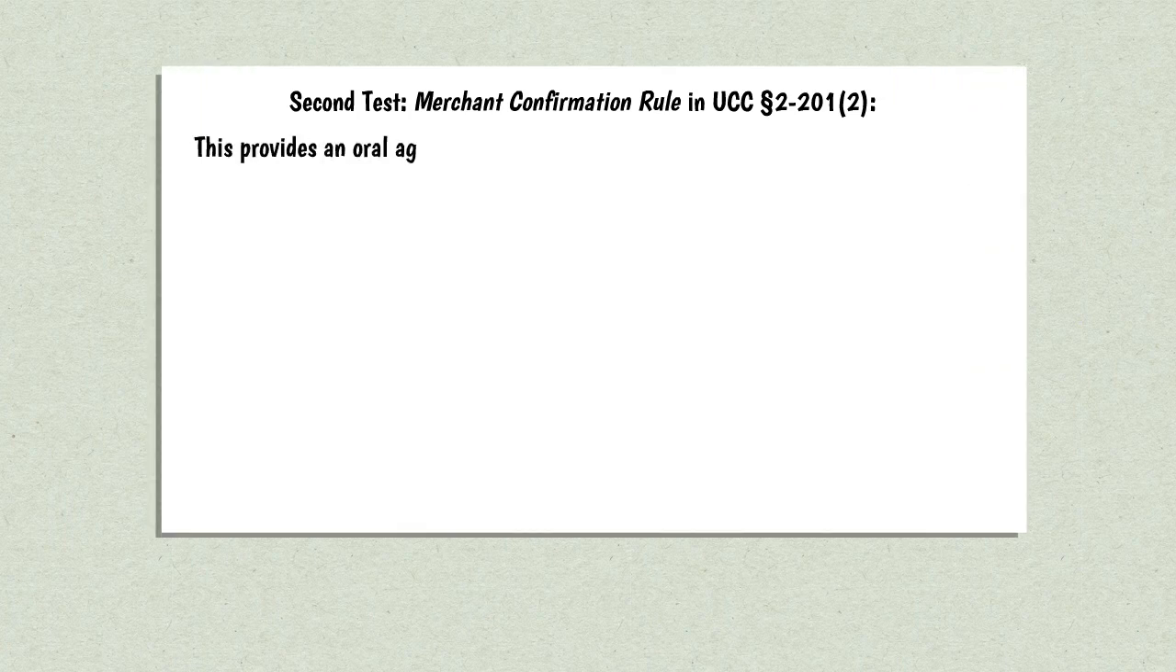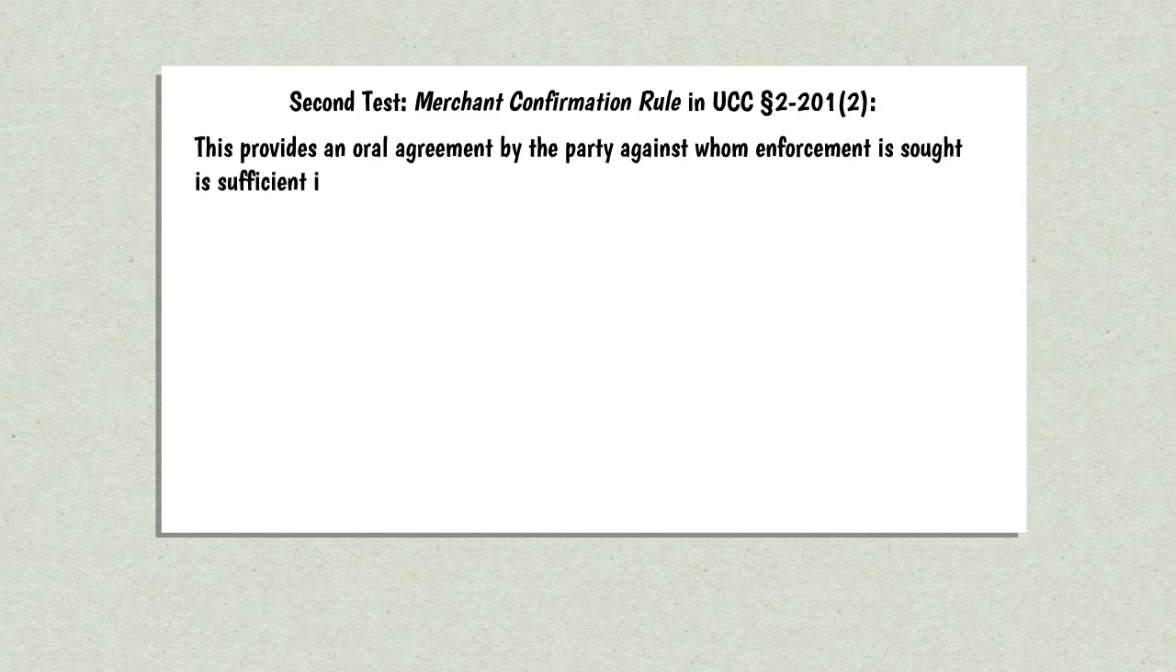The second test is the merchant confirmation rule in UCC section 2201 subsection 2. Unlike common law, UCC section 2201 subsection 2 provides that an oral agreement by the party against whom enforcement is sought is sufficient to satisfy the statute of frauds if certain requirements are met.